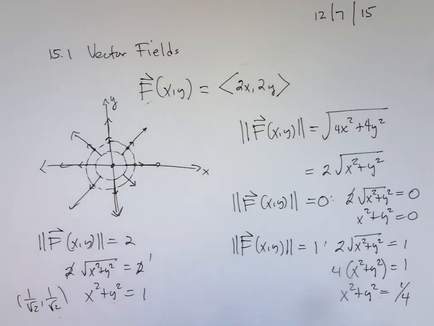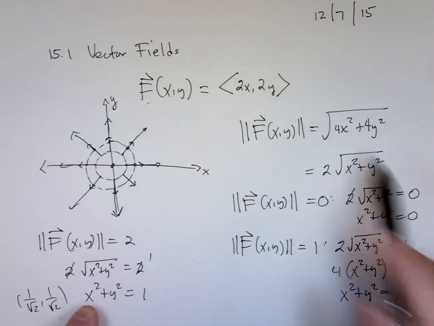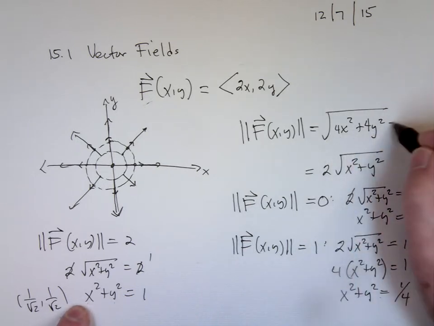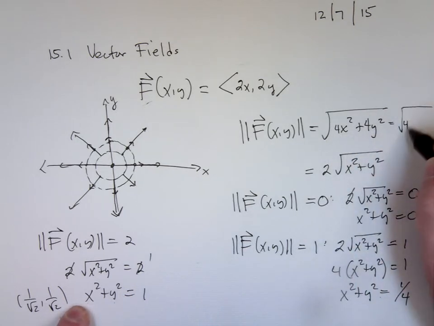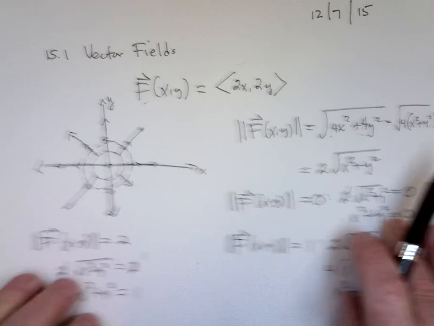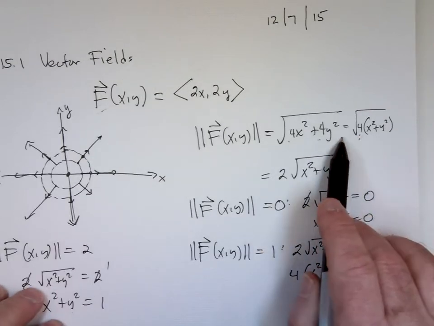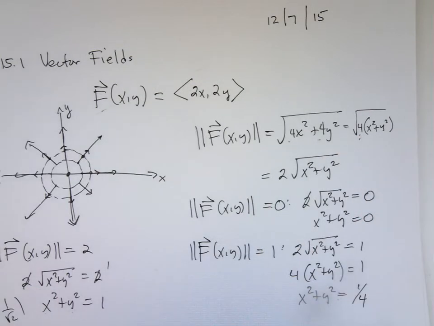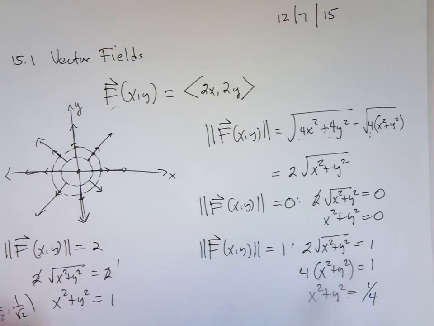Yes? Question. How did you get that 2 out of the magnitude? The 4x squared plus 4y squared up on top? How do you get the 2 out? Here's what you do. Sorry. You don't have to apologize ever for asking a question. Okay? You factor out a 4, okay? And then you take the square root of 4 out as a 2. You don't ever have to apologize for a question, ever.